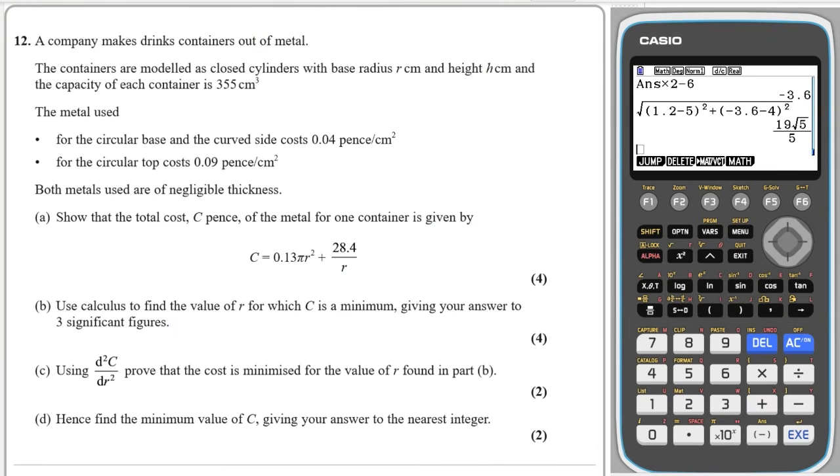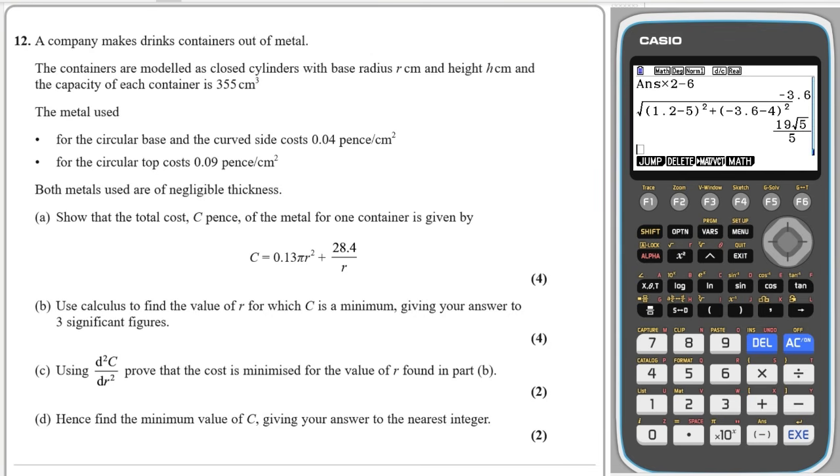Okay, question 12, and we have a company that makes drinks containers out of metal, and the containers are cylinders, and they have a capacity of 355, and the circular base and the curved side cost this amount, and the top is more expensive, it costs 0.09, and it says find or show the total cost.